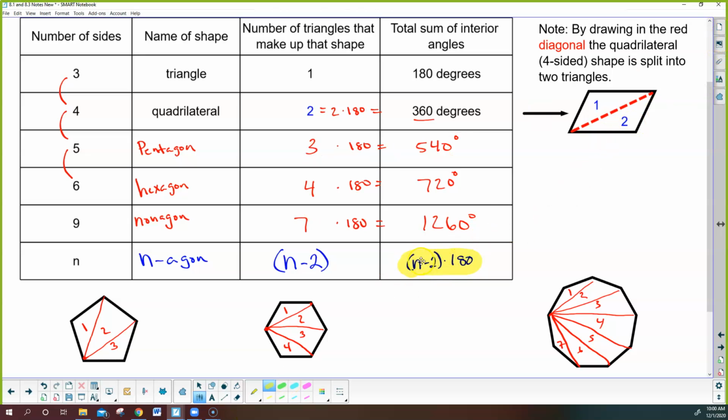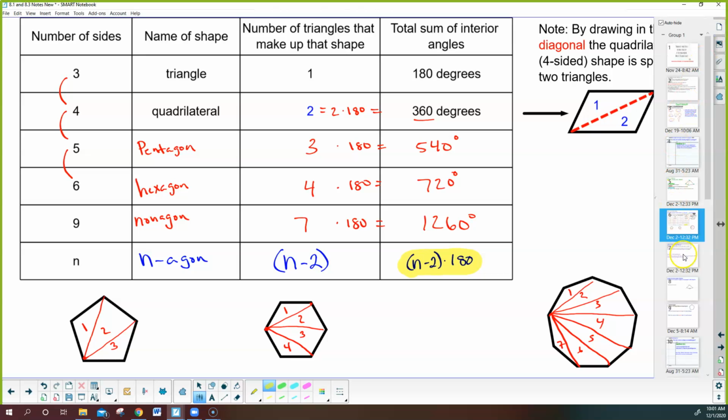Okay, if you didn't get this full chart, it will be posted on the notes when we get done with class. I'll post it up there.